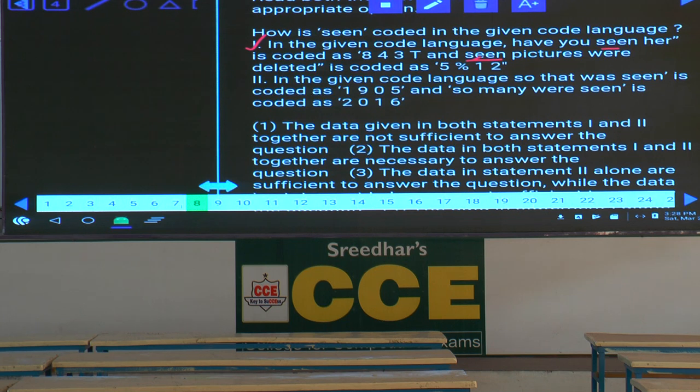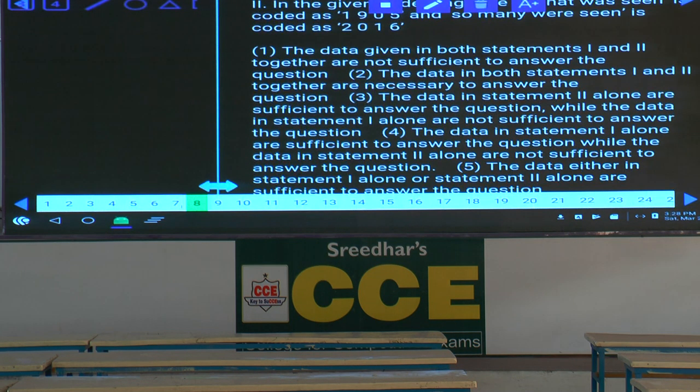Then second, so that was seen is coded as 19, so that was seen 1905, and so many were seen. So and seen are the two words which are common, then two codes will be common, and the code to this word seen cannot be identified because it could be any code between these two which are common. Hence only one alone is sufficient, two alone is not sufficient, that is given in choice 4.